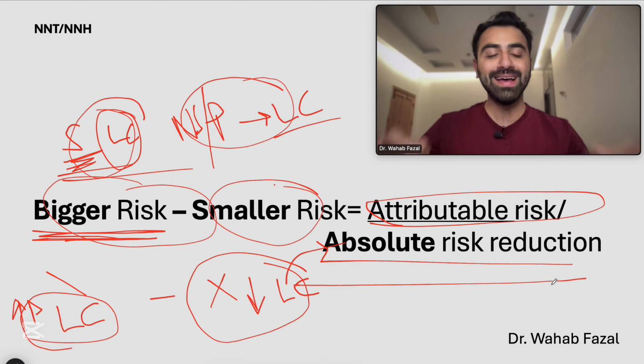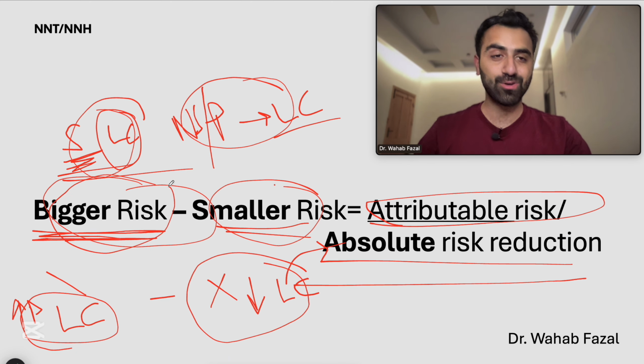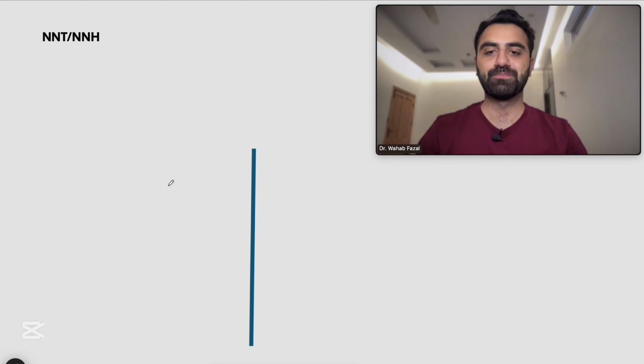Remember, the formula is exactly the same. Just remember, you subtract the smaller risk group from the bigger risk group. We'll understand this with the help of an example.